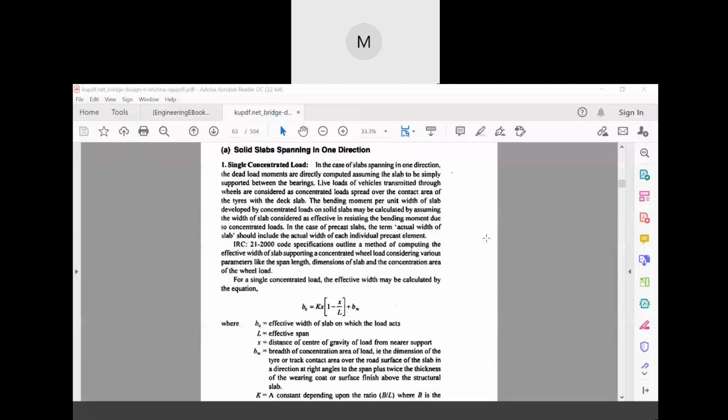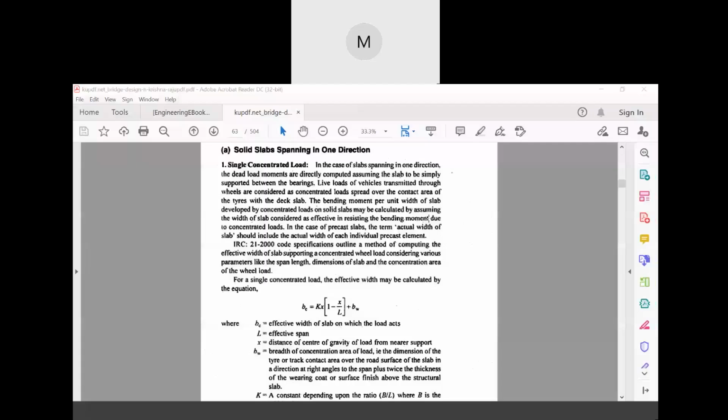One-way slab has two supports and two-way slab has four supports. No. It is dependent on the L by B ratio. Okay. In one way slab, the L by B ratio is greater than 2. Fine. Is it clear? And in two way slab, it is less than 2. Is it clear now? So now, look.